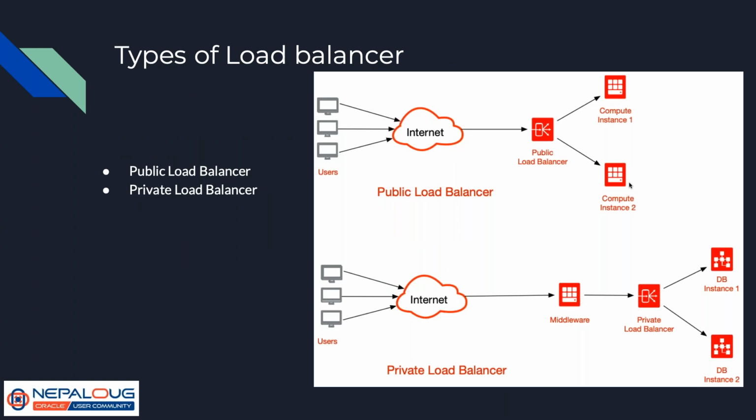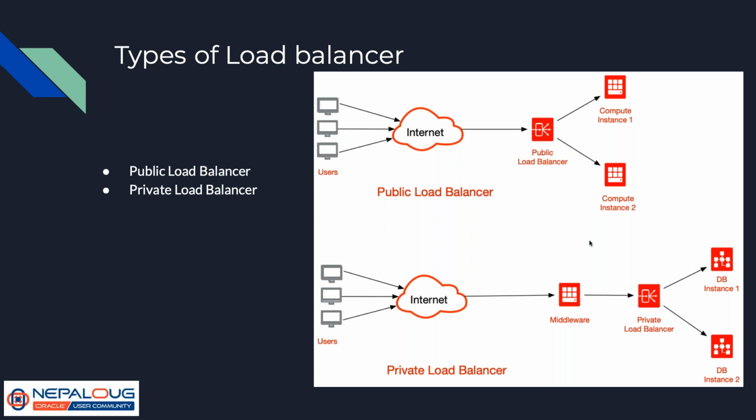Okay, this is the type. We have two types of load balancer right now: public load balancer and private load balancer. In the case of a public load balancer, a user sends traffic to the public load balancer via the internet, and the public load balancer routes the traffic to the healthy compute instances. In the case of a private load balancer, a user sends the traffic to some sort of middleware, which could be the web server. Then the middleware within the VCN will send the traffic to the private load balancer, and the private load balancer will redirect the traffic to the database instance.